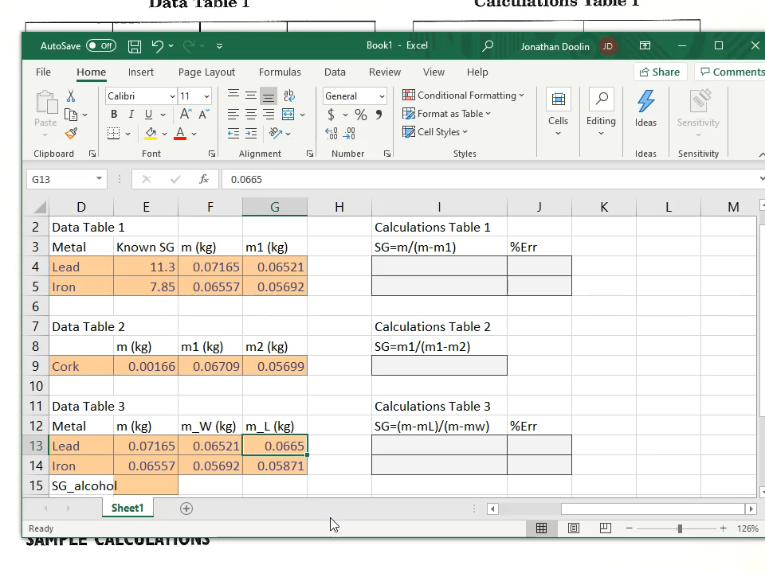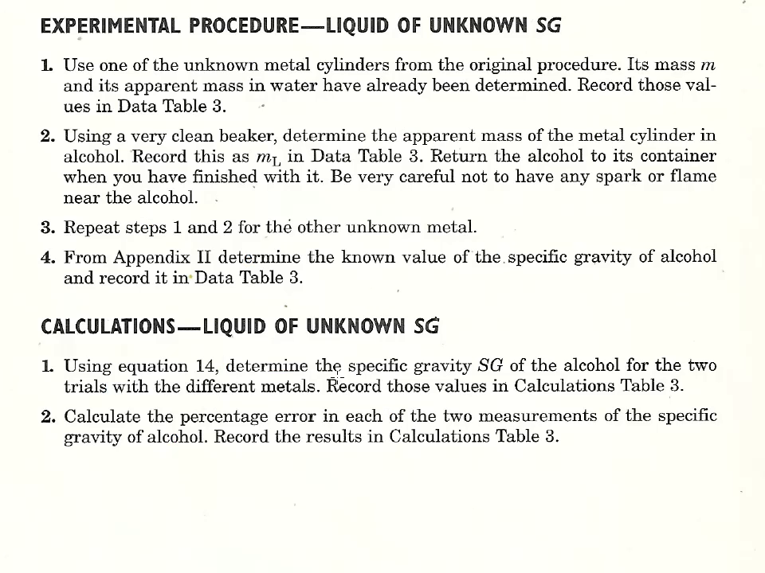And when we measure the reading of the scale, it says 66.50 grams for the lead and 0.05871 or 58.71 grams for the iron when it was dunked in the alcohol. Now, let's go on to the next part of the experimental procedure.